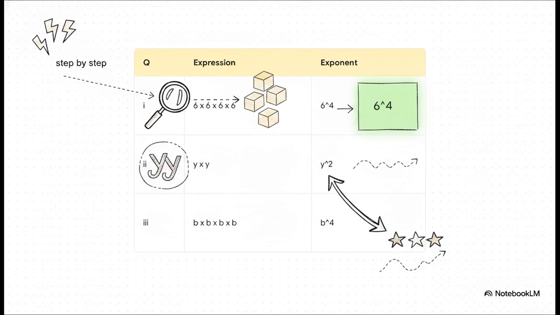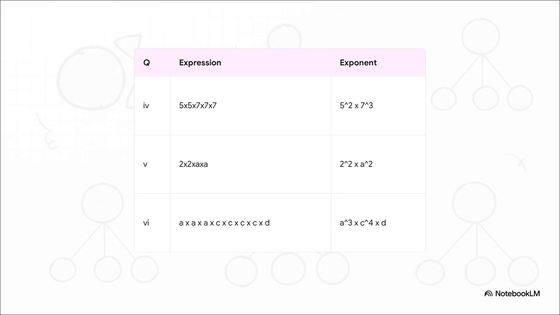Simple, right? For the second one, y into y is simply y squared. And the third one, b into b into b into b becomes b to the power of 4. Students, questions are easy, right? Now let's look at combinations.